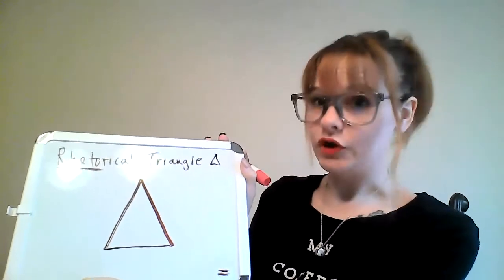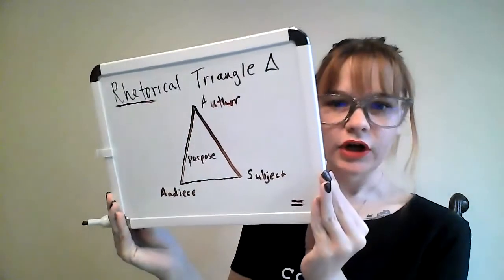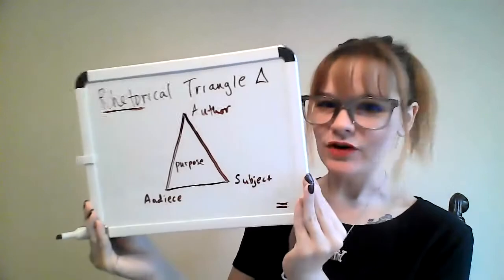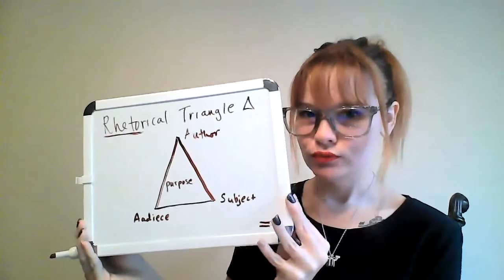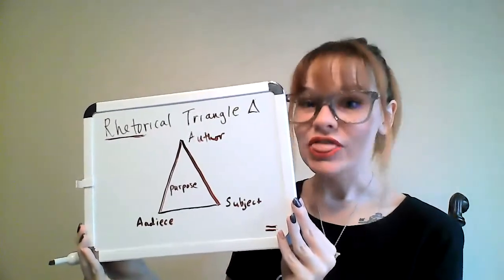Now, give me a second and I'm going to write this down, okay? And we have audience. And in the middle of all of this, we have our purpose. Okay, now that we have our author, our subject, and our audience, we have our purpose in the middle. All of these things need to connect, okay? So that's our second step. They need to connect.